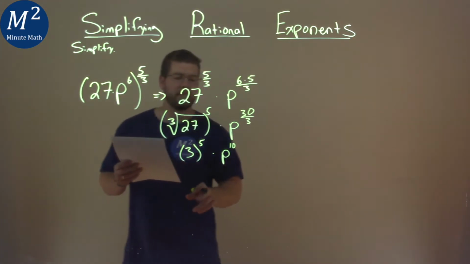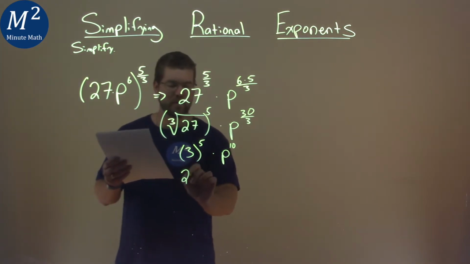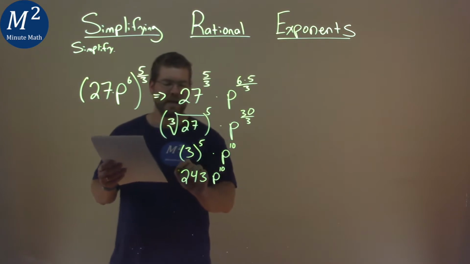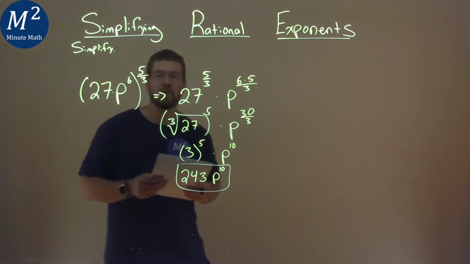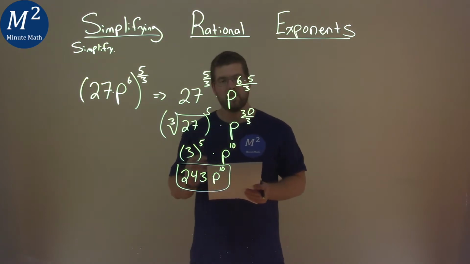We're almost done. 3 to the 5th power comes out to be 243. And we bring down p to the 10th power, and that's it. We can't simplify this anymore. So our final answer is 243p to the 10th power.